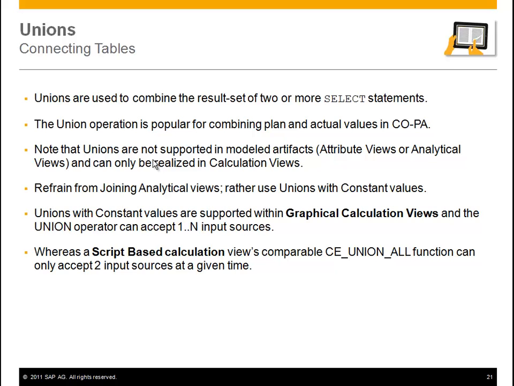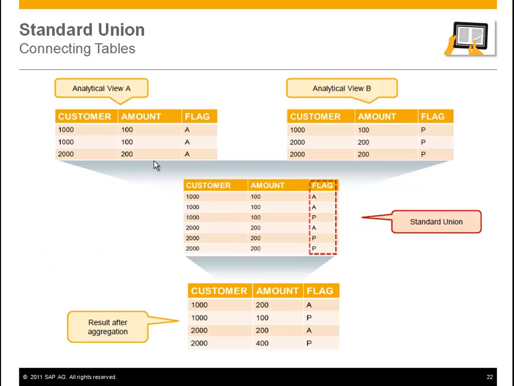One thing to remember is that if you're using a script-based calculation view and not a graphical calculation view, you have to use the CE union all function. In that case, you can only have two input sources, for example, two analytic views. So you can't have more than that. Avoid joining analytic views. So use unions with constant values. Unions with constant values are supported in the graphical calculation views. So here we're going to look at an example of a standard union.